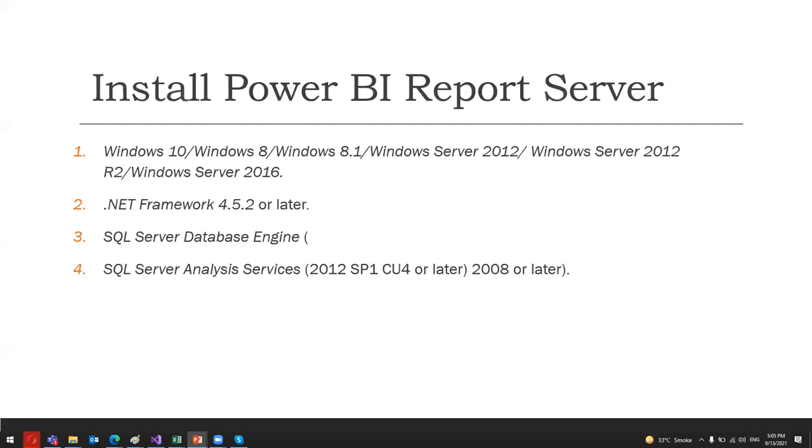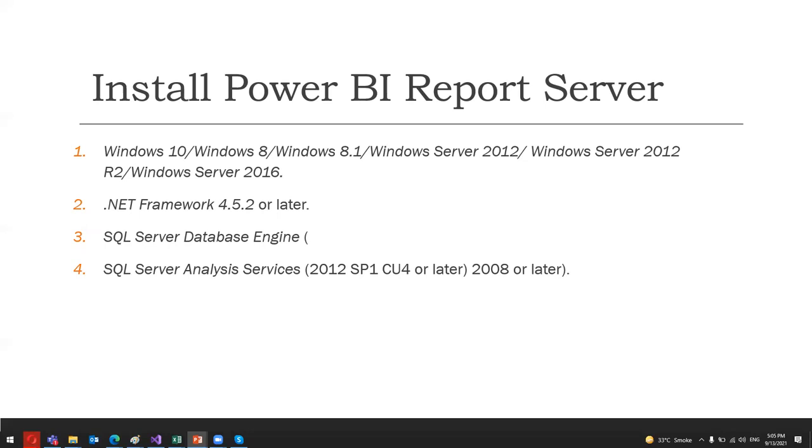So what do we need to install the Power BI report server? First of all, you can have Windows 10, Windows 8, Windows 8.1, Windows Server 2012, Windows Server 2012 R2, or Windows Server 2016, as mentioned in the slide. So you can have any Windows operating system from Windows 8 and above. After that, you should have .NET Framework 4.5.2 and above.